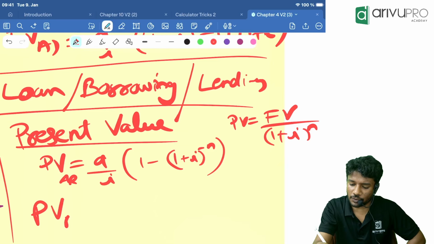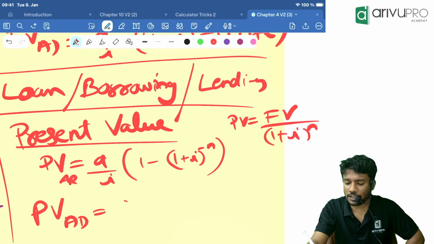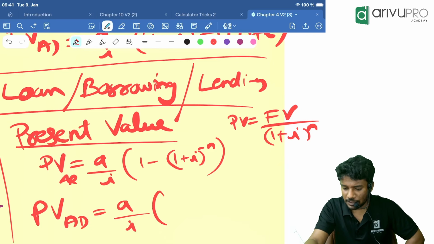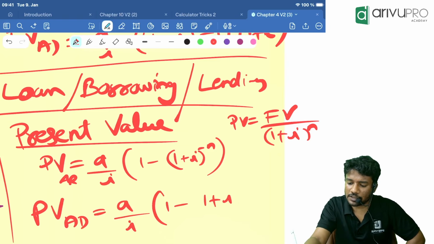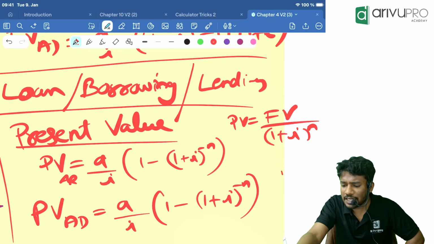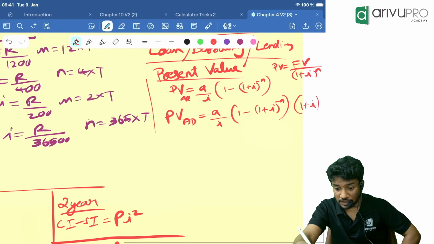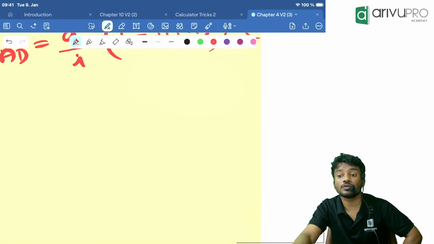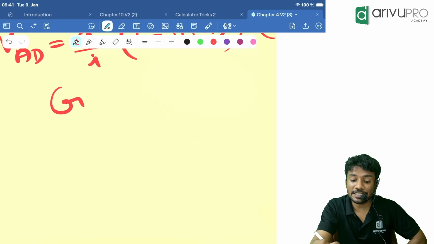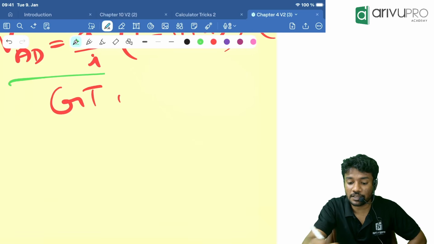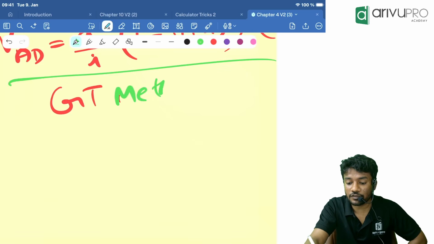Then annuity due, what is the formula? For annuity due, it will become A by i into 1 minus (1 plus i) the whole power minus n, then into 1 plus i. But are we using this from our examination point of view? No. We are using what? GT method. What was GT method, people? GT method to find present value.